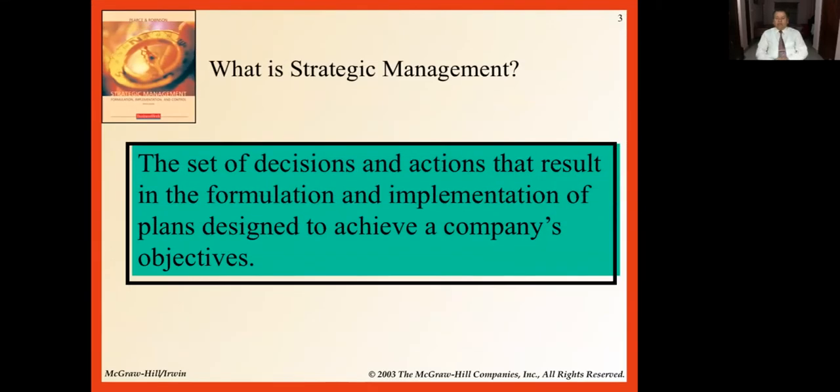So what is strategy management? A set of decisions and actions that result in the formulation and implementation of plans designed to achieve a company's objectives. So we touched upon the vision and mission as a starting point and built some thinking into blue ocean thinking. But now we're getting to the real definitions. A set of decisions and actions that result in the formulation and implementation of plans designed to achieve a company's objectives.